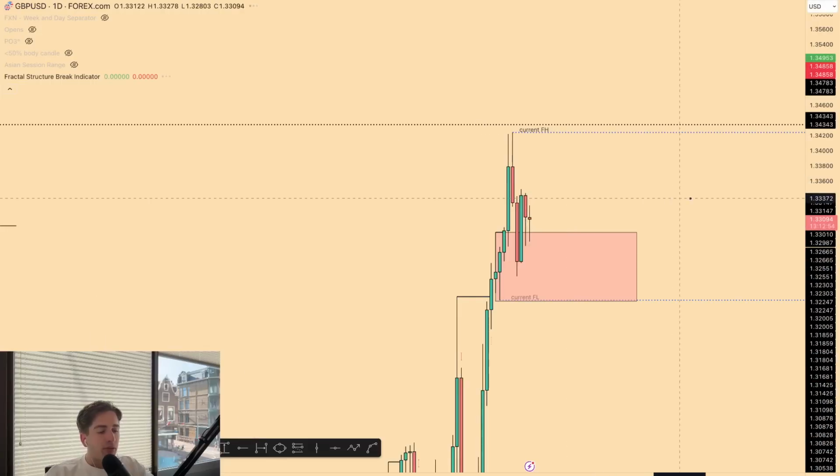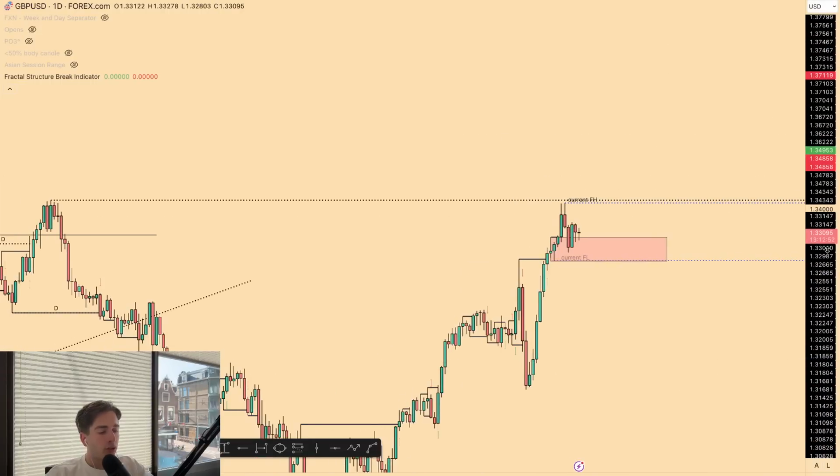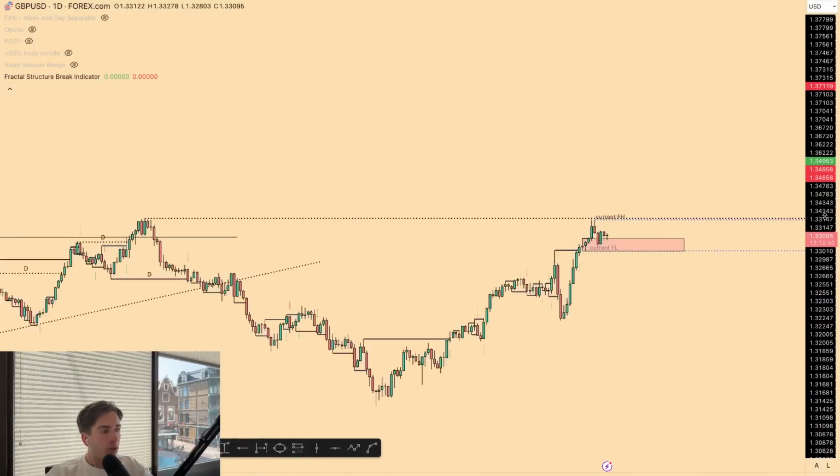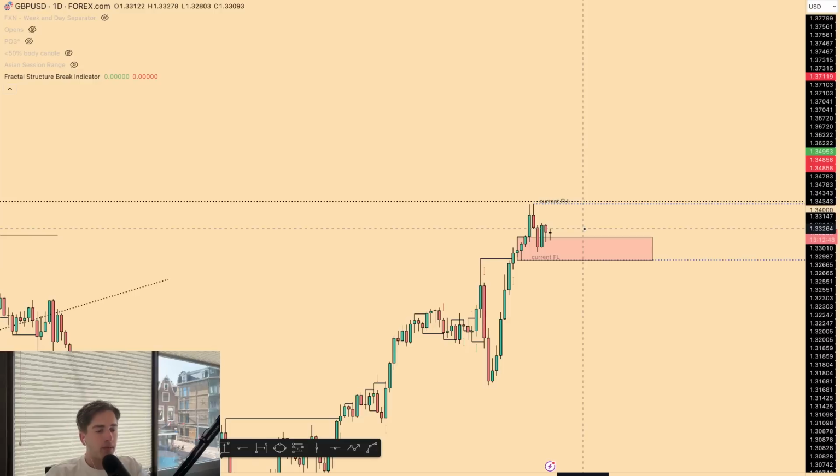But overall, the daily fractal is still bullish. The daily internal is still bullish, so everything is still bullish, and therefore I would not personally be looking for any shorts at this point in time.